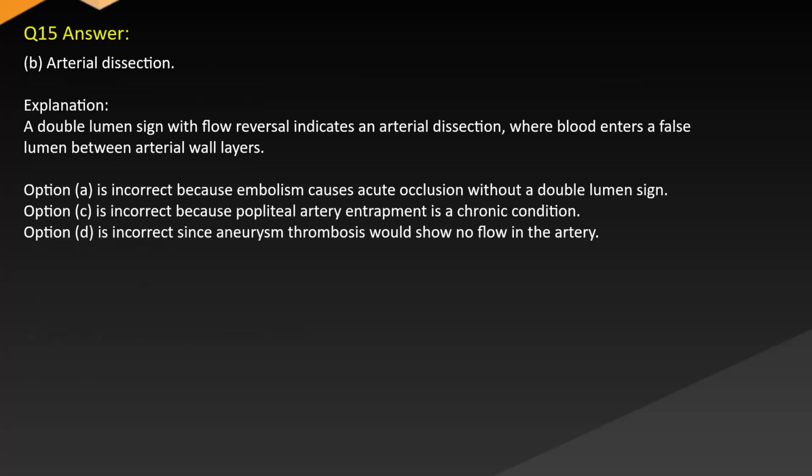Arterial dissection. Explanation. A double lumen sign with flow reversal indicates an arterial dissection where blood enters a false lumen between arterial wall layers. Option A is incorrect because embolism causes acute occlusion without a double lumen sign. Option C is incorrect because popliteal artery entrapment is a chronic condition. Option D is incorrect since aneurysm thrombosis would show no flow in the artery.